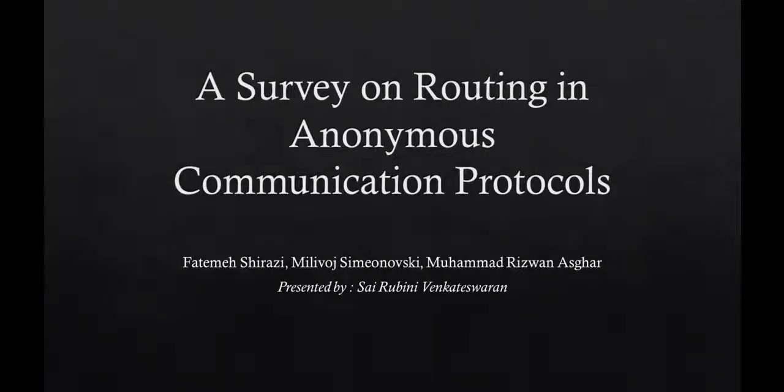Hello everyone. I'll be presenting a research paper, a survey on routing in anonymous communication protocols. The literature offers a broad variety of proposals for anonymity network designs. Several of these designs have been implemented and deployed, one of which is the Tor network, which is used by billions of people. The Tor network aims at concealing its users' identity and their online activity from surveillance and traffic analysis by separating identification and routing.